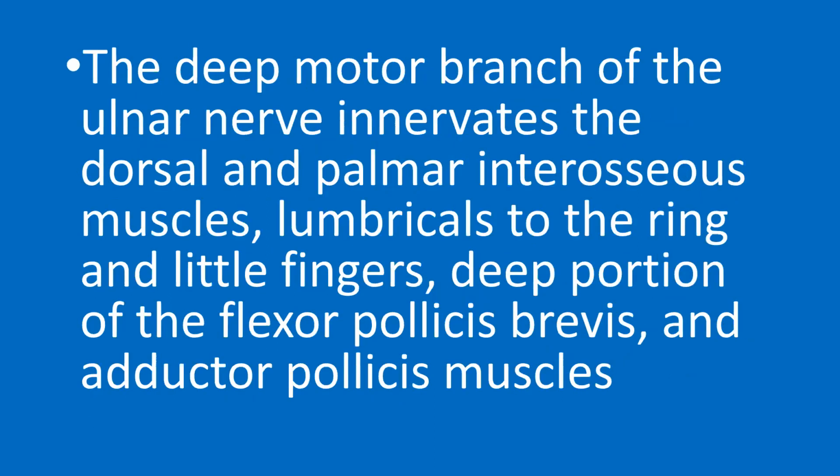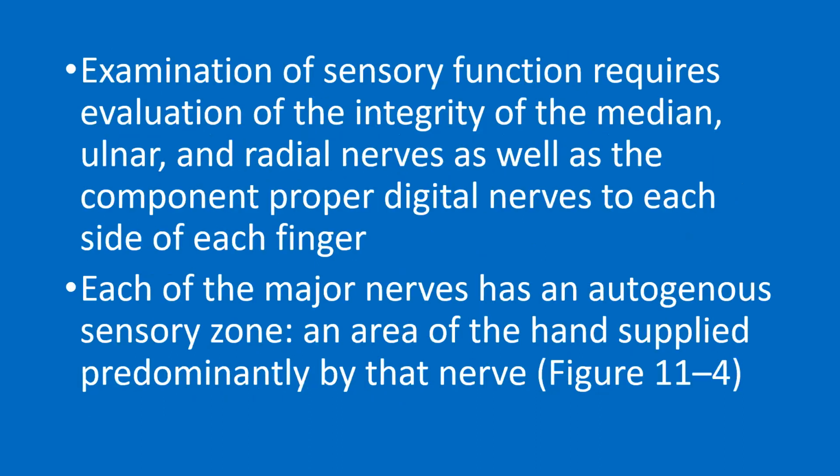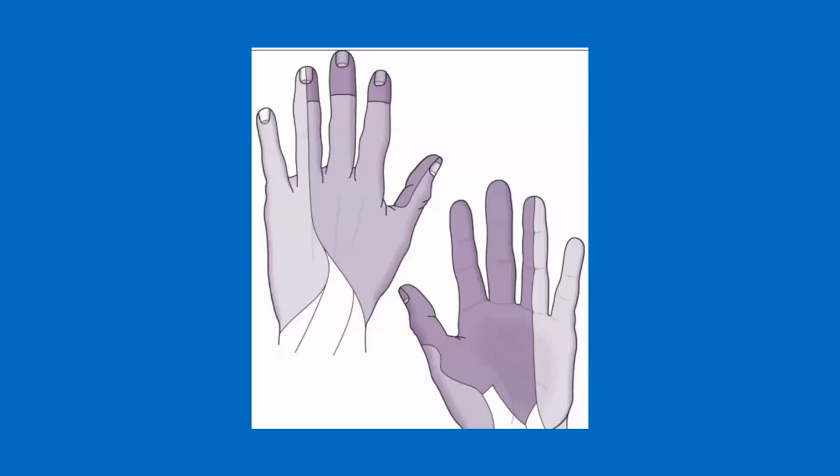Examination of the sensory function requires evaluation of the integrity of the median, ulnar, and radial nerves, as well as the component proper digital nerves to each finger. Each has an autonomous sensory zone, an area of the hand supplied predominantly by that nerve. And this is what I'm speaking about. I got this from the review course by the AAOS.